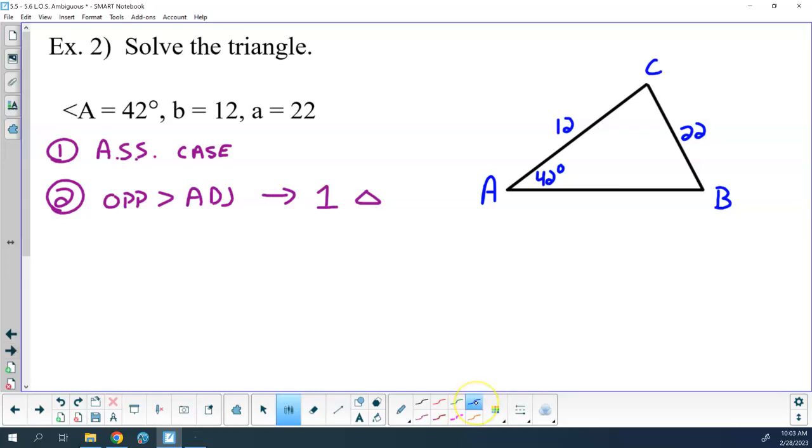So first, we know that the sine of 42 degrees over 22, law of sines, is equal to the sine of angle B over 12. Agree with that? Okay? So we can solve for angle B, right? Let's do it.